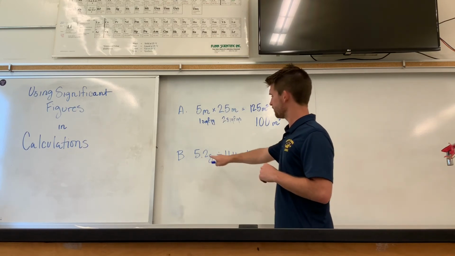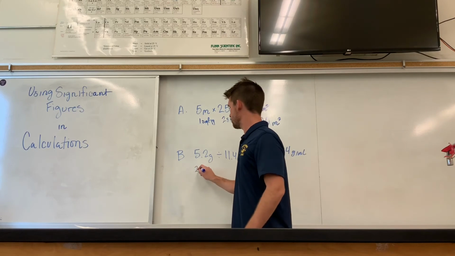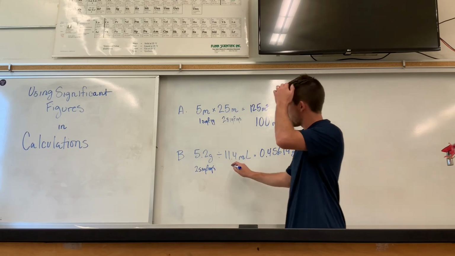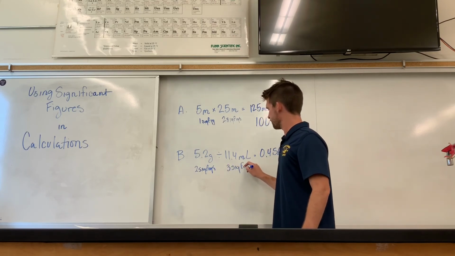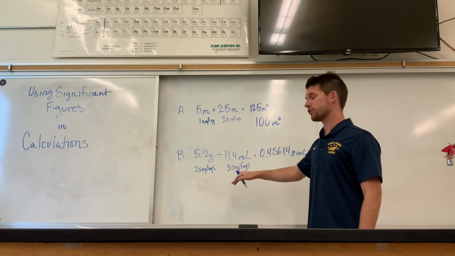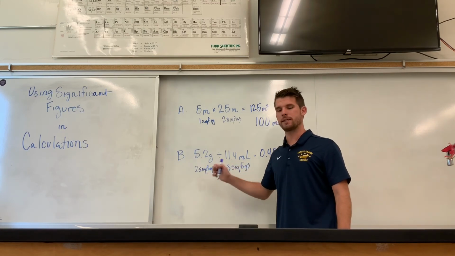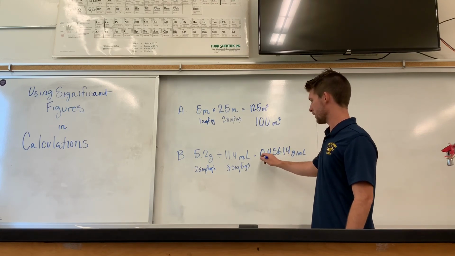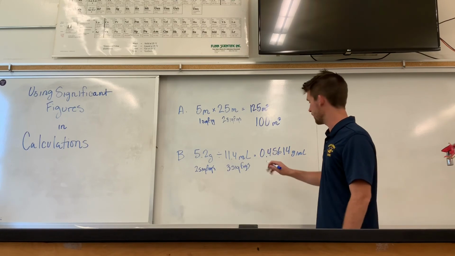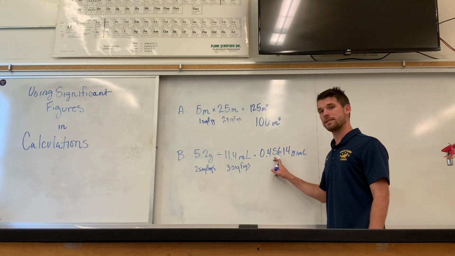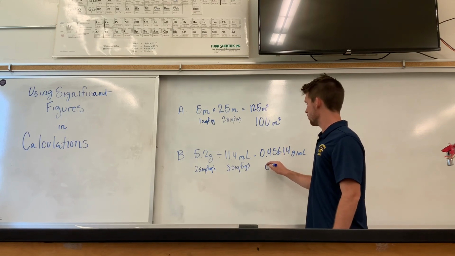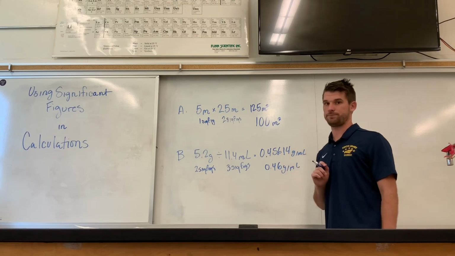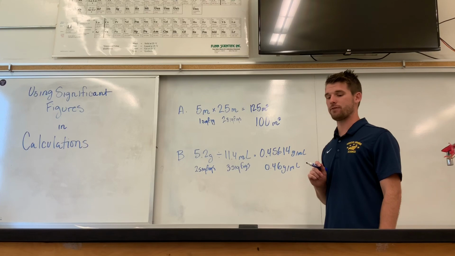Okay? And so 5.2 grams has 2 sig figs, and 11.4 milliliters has 3 sig figs. So our answer needs to have only 2 significant figures. So let's round our answer. We're not going to count the 0. It's a leading 0, and that doesn't count as significant. So we're going to round it to this digits place right here. So we'll round it to 0.46 grams per milliliter. That's how you're going to use these multiplication and division rules.